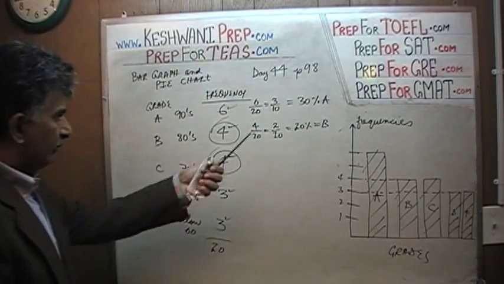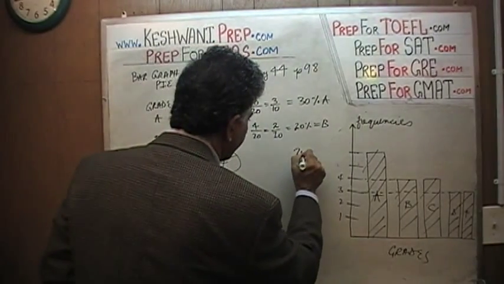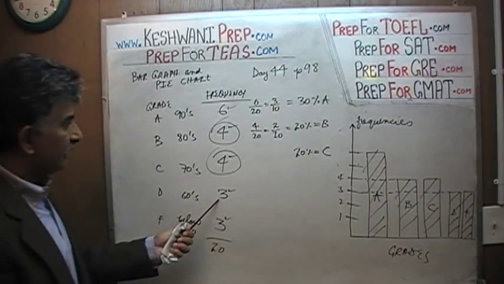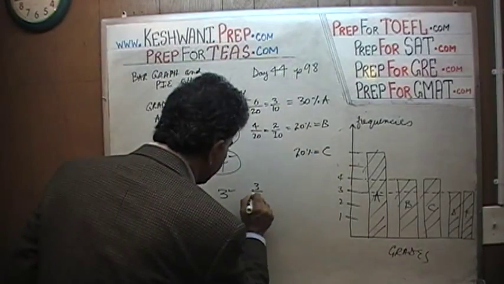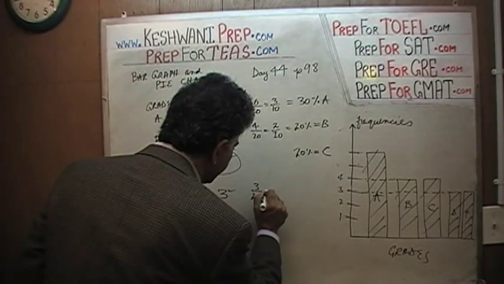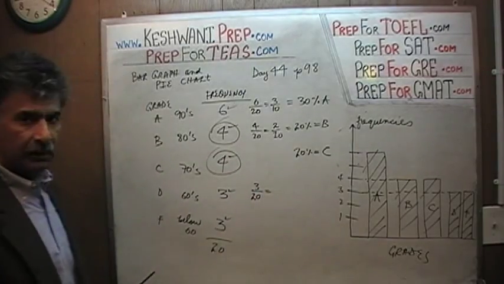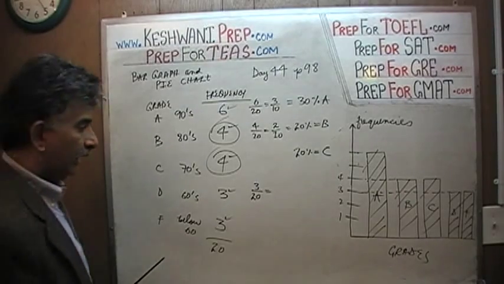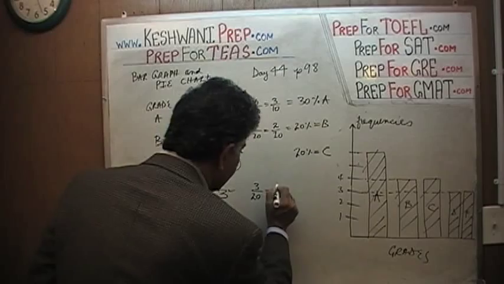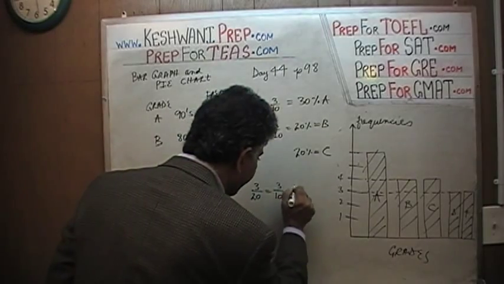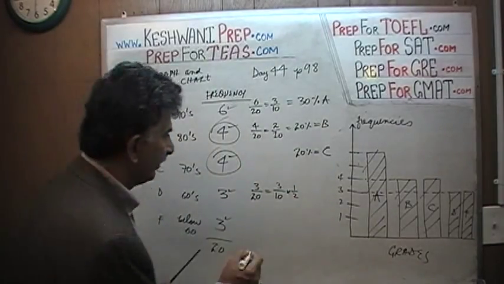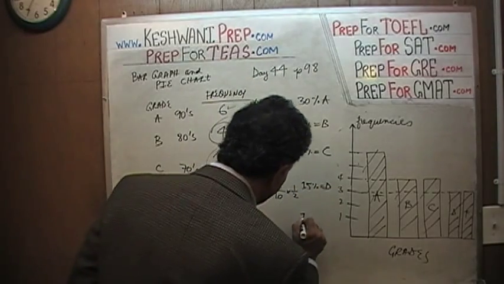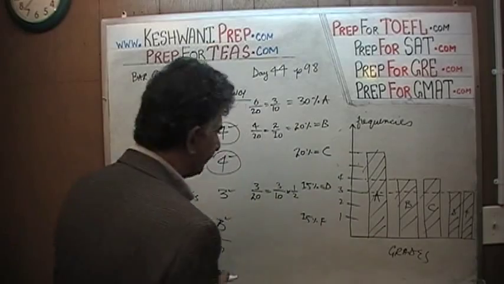Then we have C, which is same as before. C is also going to be 20% because it's the same number, 4. This is 3 out of 20. 3 out of 20 is going to be 3 out of 10, which is 30%. It is half of that, you see. So it's 15%. 15% is D and 15% is F.